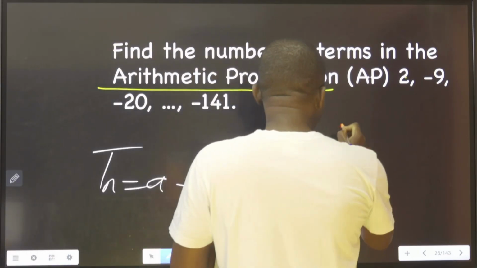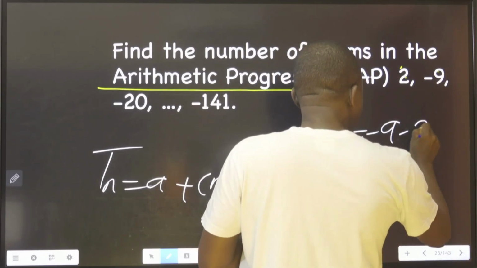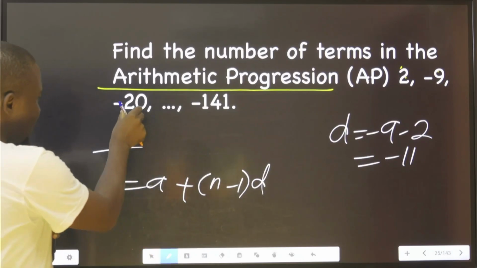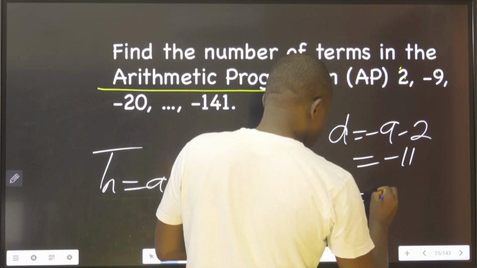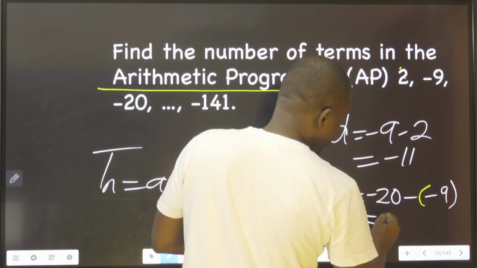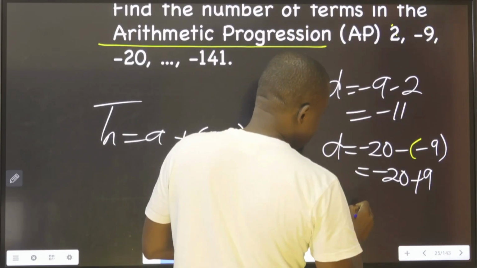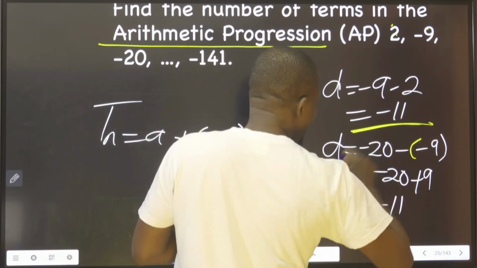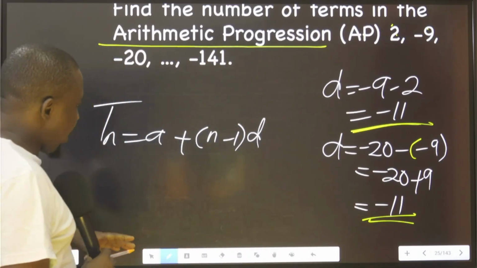Let's see. To get D, we said this second one minus this. That is minus 9 minus 2, which will give us minus 11. Let's also check this minus this. That is the common difference. Minus 20 minus 9. You agree with me? It's minus 20 plus 9, which is minus 11. So because it's minus 11 here, minus 11 here, it means therefore we can use this.